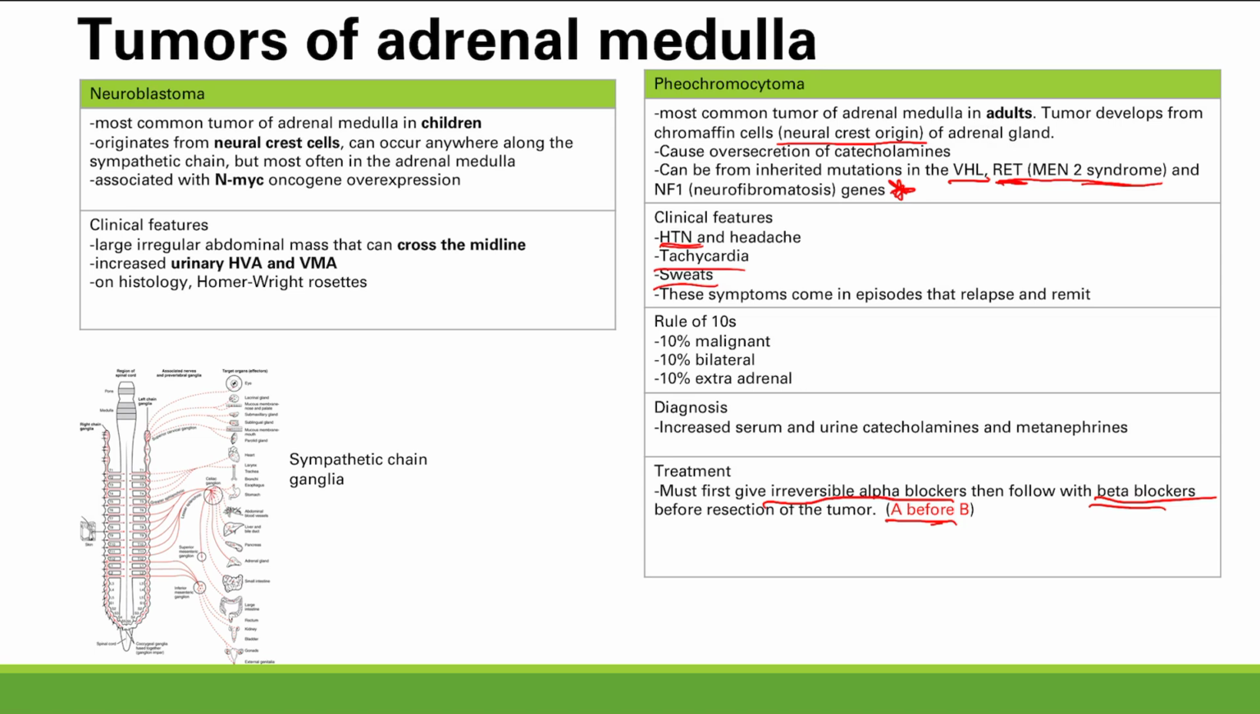So, again, neuroblastoma in kids, pheochromocytoma in adults, both of them release too much catecholamines. To diagnose, you see urinary HVA and VMA in kids, and for pheochromocytoma, it's just serum and urine catecholamine and metanephrines. You do want to know this rule of tens. Pheochromocytoma has that really characteristic presentation with episodic catecholamine surges. For neuroblastoma, you have that physical exam finding. It's very characteristic. It crosses the midline. It's an irregular abdominal mass. So that's it for tumors of the adrenal medulla.